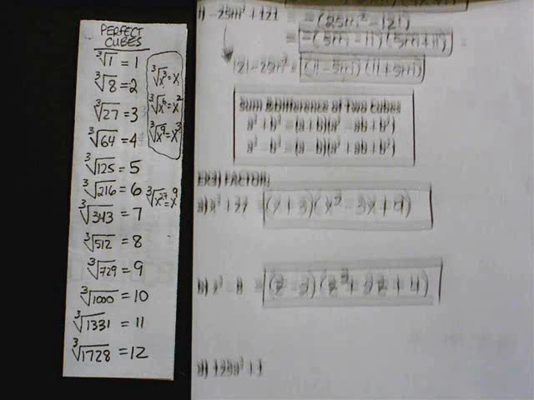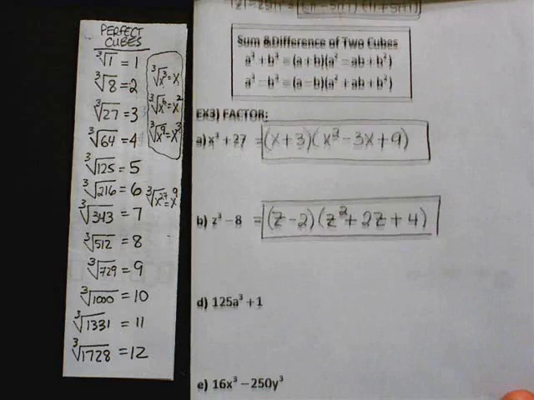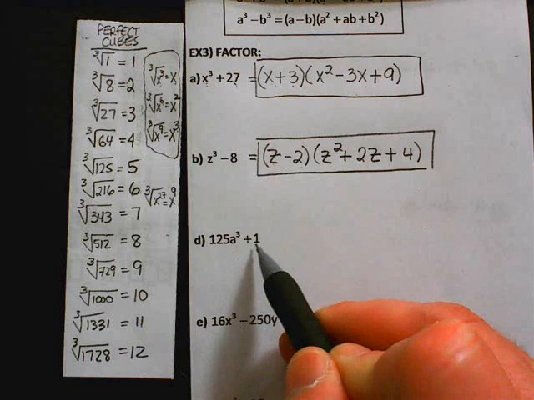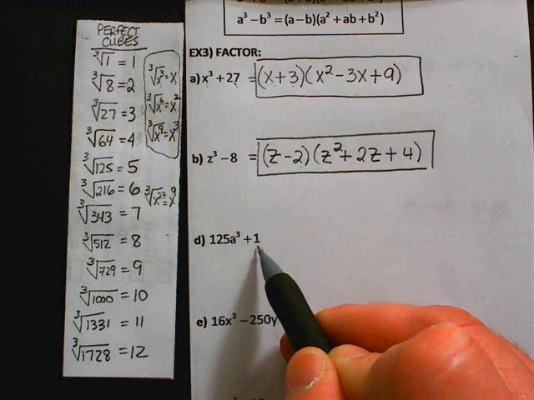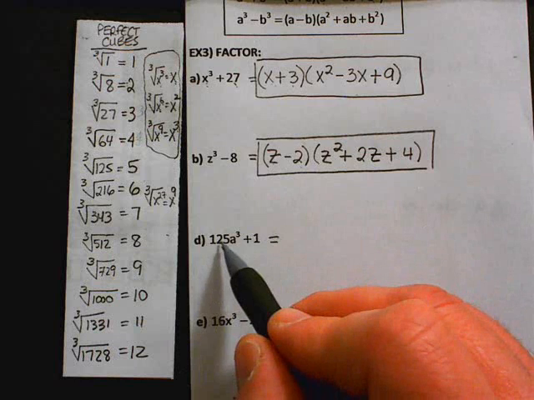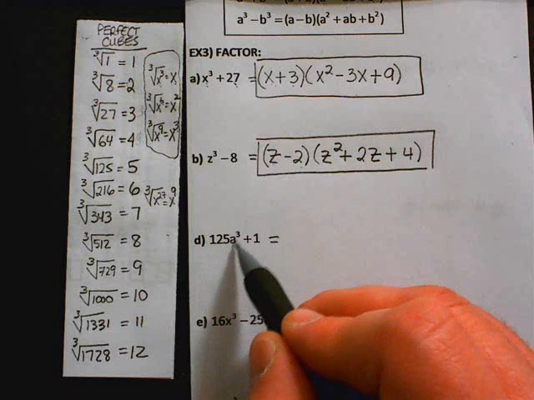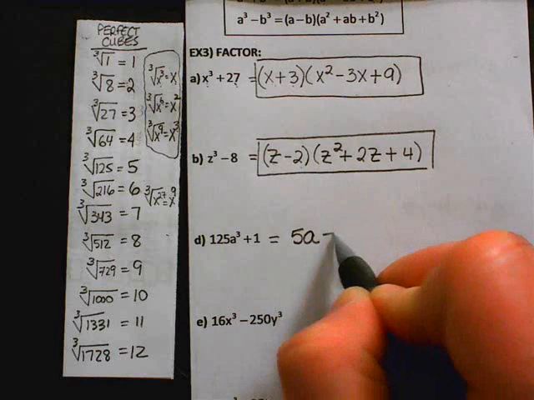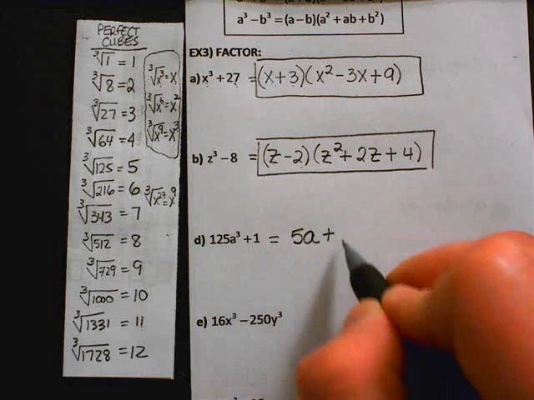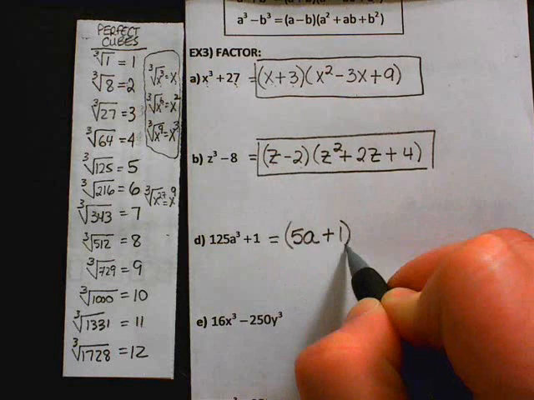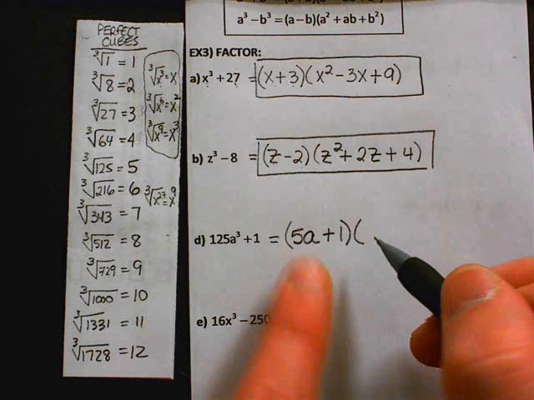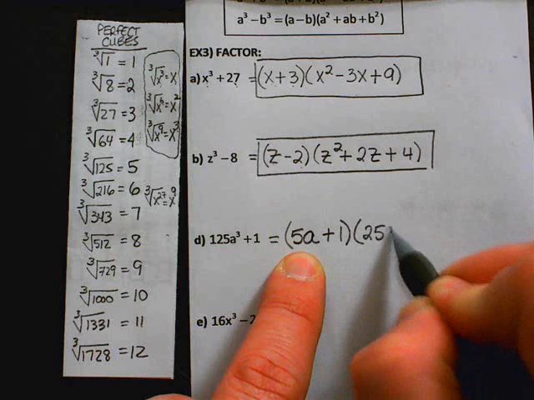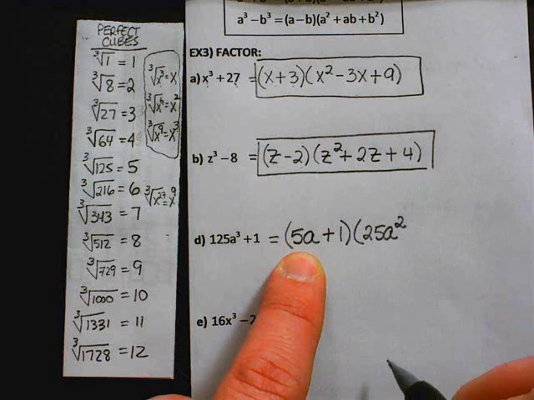Very well, let's continue on. We have 125a cubed plus 1. Both are perfect cubes. So the cube root of 125a to the 3rd is 5a, plus the cube root of 1 is 1, close parentheses. Then you take the first term and you square it, so 5a to the second power would be 25a squared.